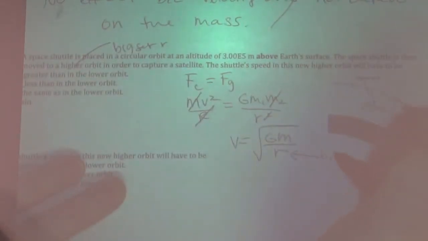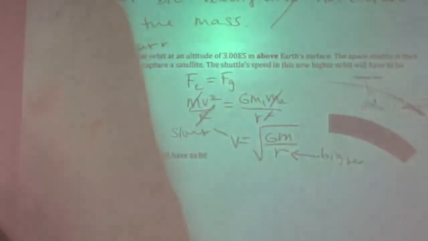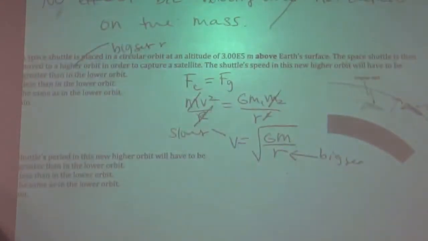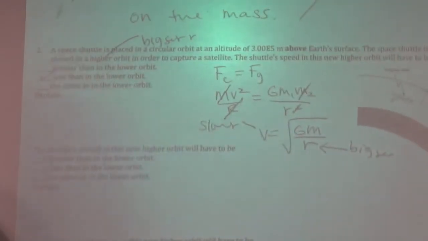If this is getting bigger, when you divide by a greater radius, that means you have a slower velocity. So your velocity would be less than in the lower orbit, because as you get farther away, you have less speed. Oops, checked off less.